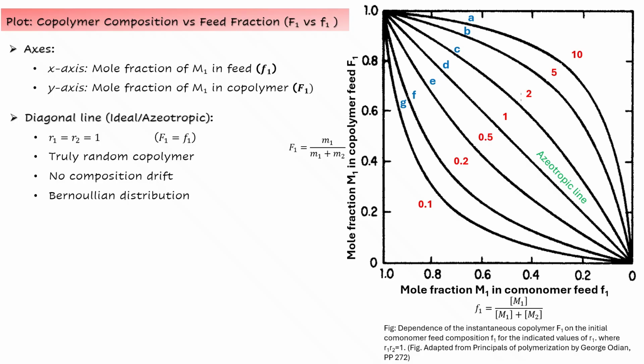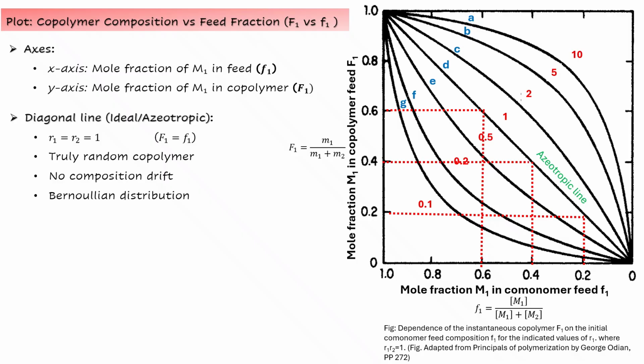Here both monomers have equal reactivity, so the copolymer composition exactly matches the feed composition. That means capital F1 is equal to small f1 at every point. To clarify, if we choose 3 points on the curve, for example f1 is equal to 0.6, 0.4 and 0.2, we find that the corresponding capital F1 values are also 0.6, 0.4 and 0.2 respectively.